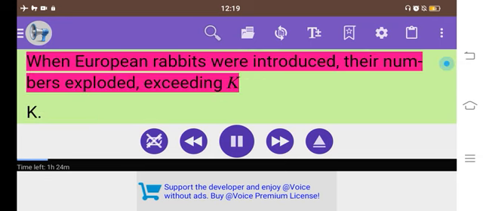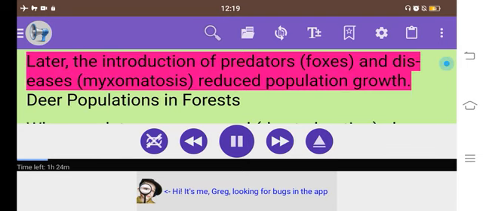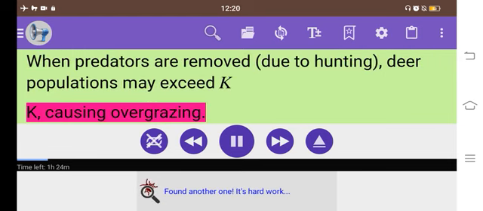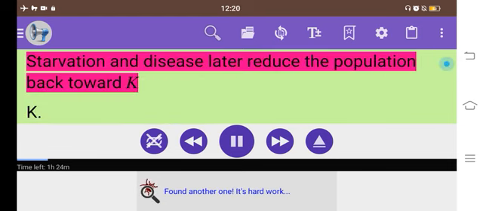Rabbits in Australia. When European rabbits were introduced, their numbers exploded, exceeding K. Later, the introduction of predators, foxes, and the disease myxomatosis reduced population growth. Deer populations in forests. When predators are removed due to hunting, deer populations may exceed K, causing overgrazing. Starvation and disease later reduce the population back toward K.